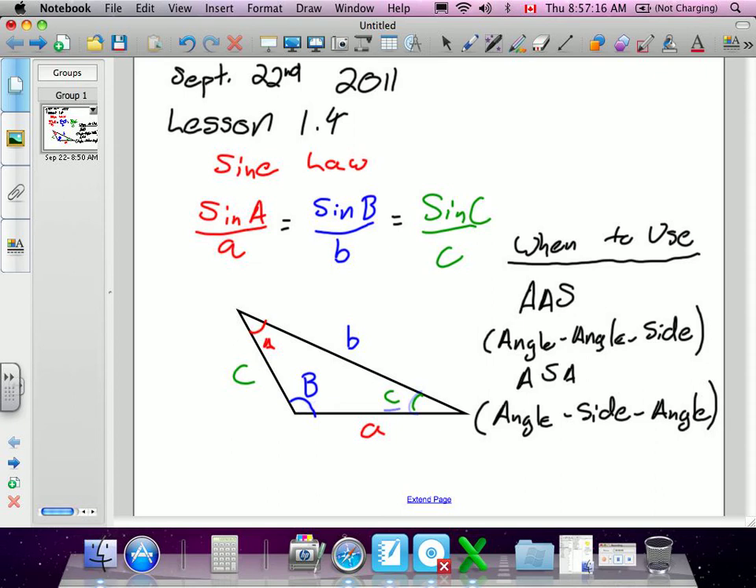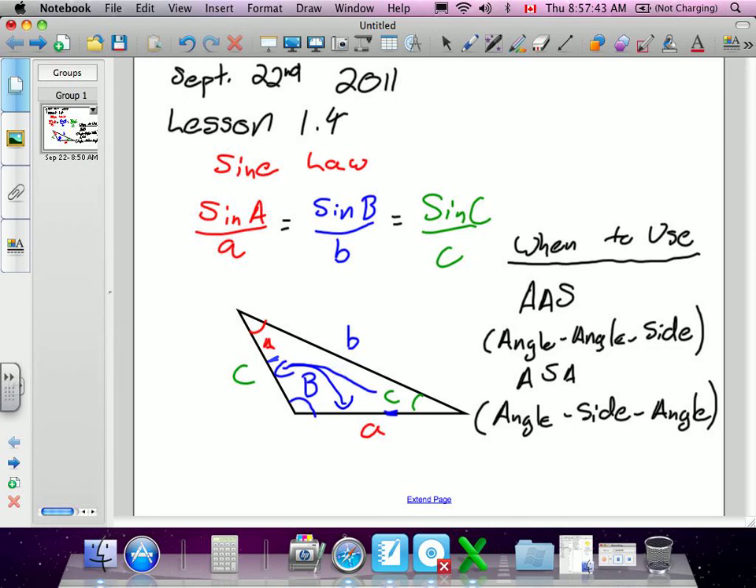So you can name the triangle any which way you like. You can change angle A to be where angle C is and vice versa, as long as the opposite side is considered the opposite or the lowercase letter of that. So angle B, side B is opposite. Angle A, side A is opposite, and angle C, side C is opposite.